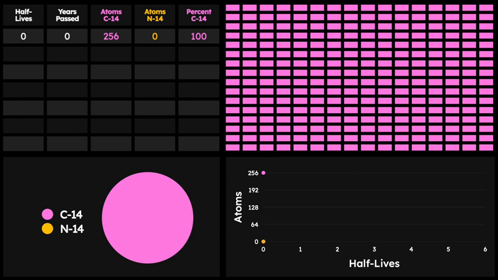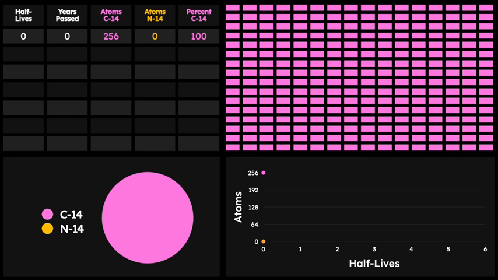So with row 1 here, 0 time has gone by, 0 half-lives, 0 years. And so we have all of the original carbon-14 that was in this woolly mammoth bone. And let's just say, for argument's sake, it was 256 atoms of carbon-14. Now, that's not really accurate to nature, but we're trying to use simple numbers to understand the process here. So we'll start with 256 of carbon-14, and since none of that has decayed yet, we have 0 nitrogen-14. We have 100% of our original carbon, and you can see that in all the different visuals here.